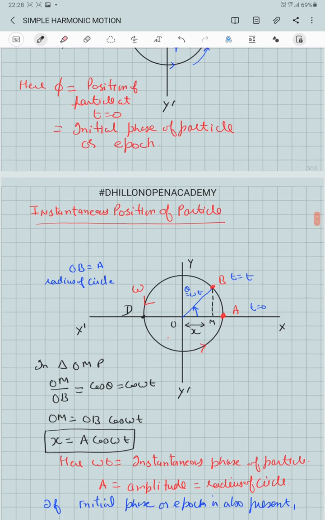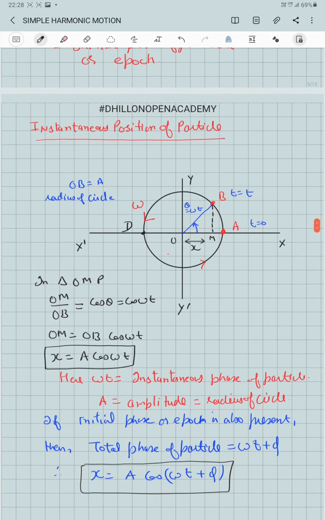So in triangle OMB, the value of OM comes out to be equal to OB cos omega t. That is, x is equal to A cos omega t, where A is the radius of the circle. So omega t is the instantaneous phase of the particle. In this case, the instantaneous position of the particle describing SHM along the XOX dash axis is given by x is equal to A cos omega t.